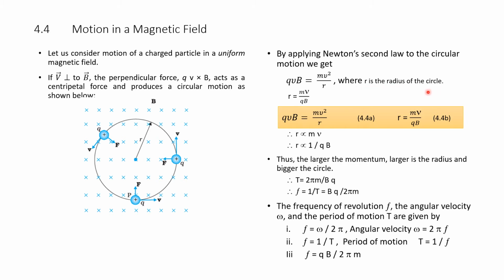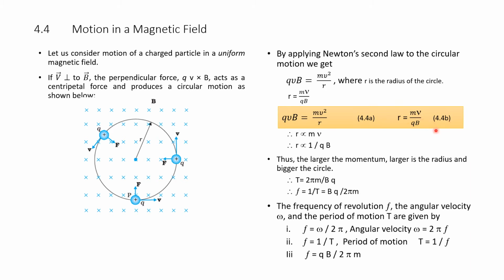Hence, by rearranging this equation, we get r is equal to mv by qB, where mv is the momentum. Therefore, qvB is equal to mv squared by r is the first equation. The value of r, r is equal to mv by qB, is equation 4.4.